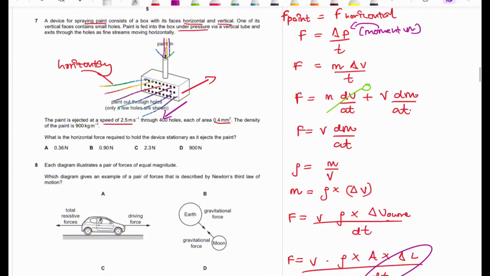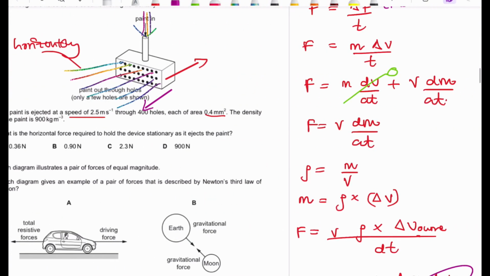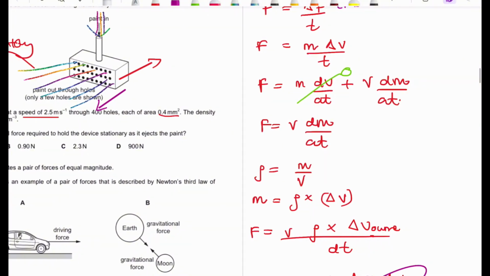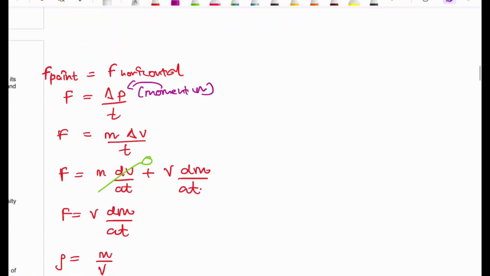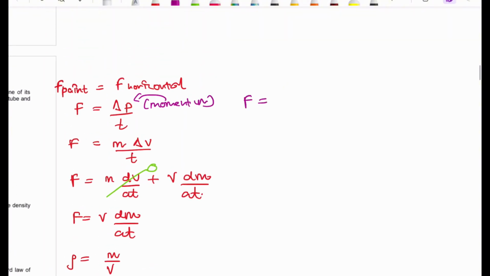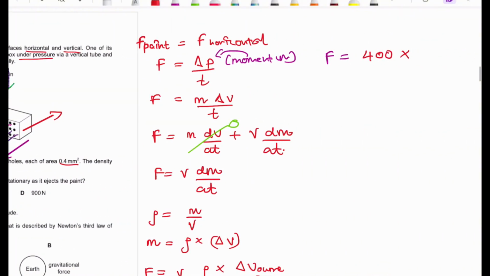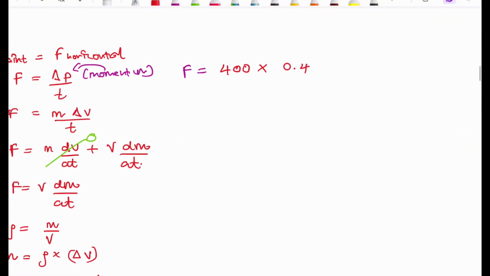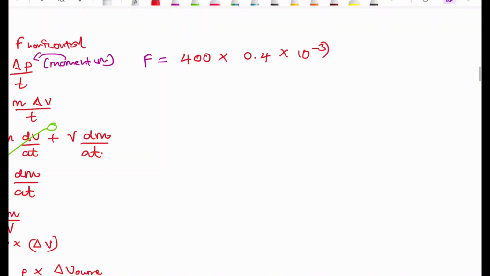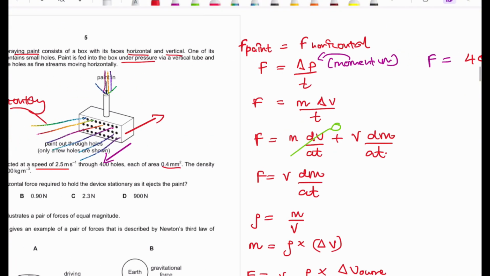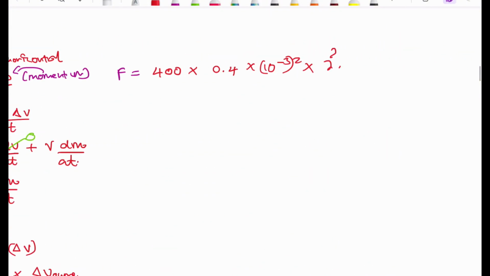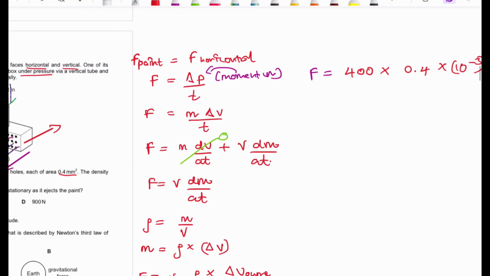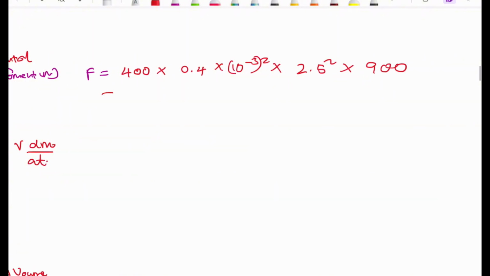So if you look at this, we can find the force, but this is only for one hole. So we have to multiply by 400 for all of these holes. So our force would be equivalent to 400 multiplied by our area. It's 0.4 millimeter squared, so that's times 10 to the power of negative 3 squared, multiplied by our velocity, which is 2.5 squared, multiplied by our density, which is 900. That will give us an answer of 0.9 newtons.